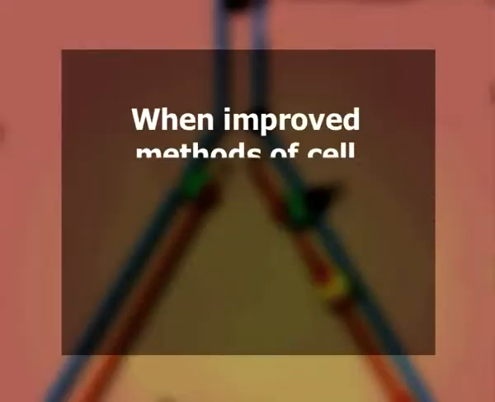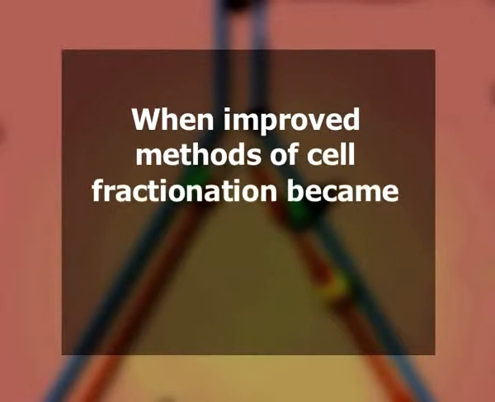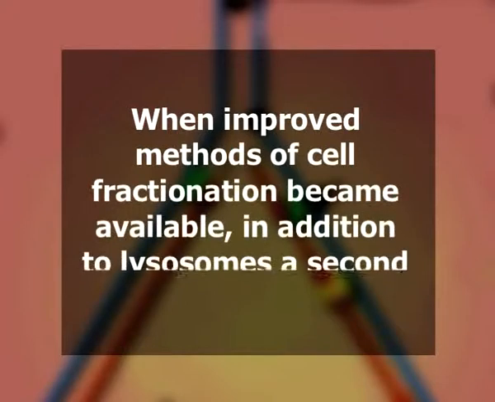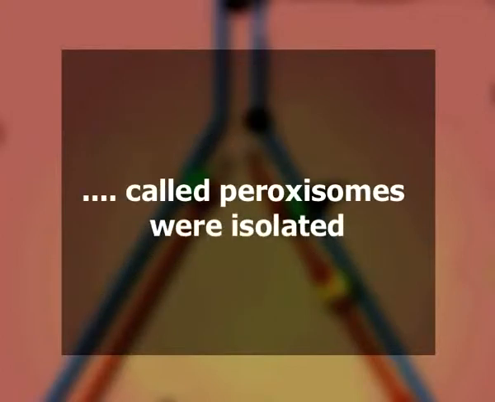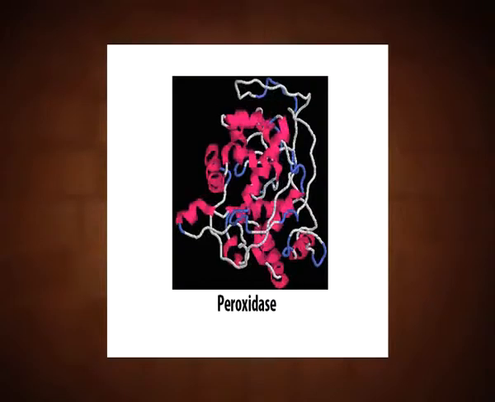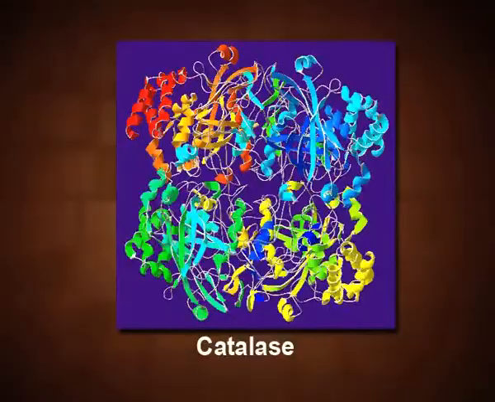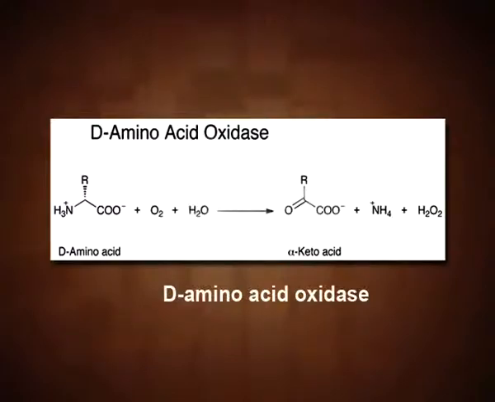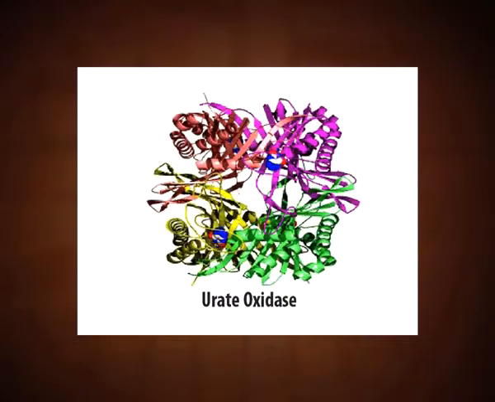Now, what are peroxisomes? When improved methods of cell fractionation became available, in addition to lysosomes, a second group of particles called peroxisomes were isolated from liver cells. These particles are so called because they were characterized by their richness in peroxidase, catalase, D-amino acid oxidase and urate oxidase.